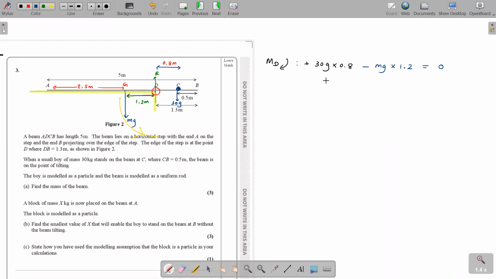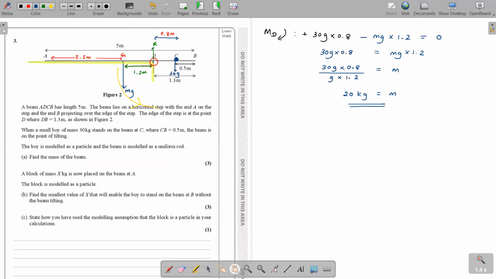So how much is m? 30g into 0.8 equals mg into 1.2, making m the subject. So 30g into 0.8 equal g into 1.2, g comes down. How much is m? You can type in the calculator, it becomes 20 kilograms, right? So your mass is 20 kilograms. Okay, we'll move to the next part.